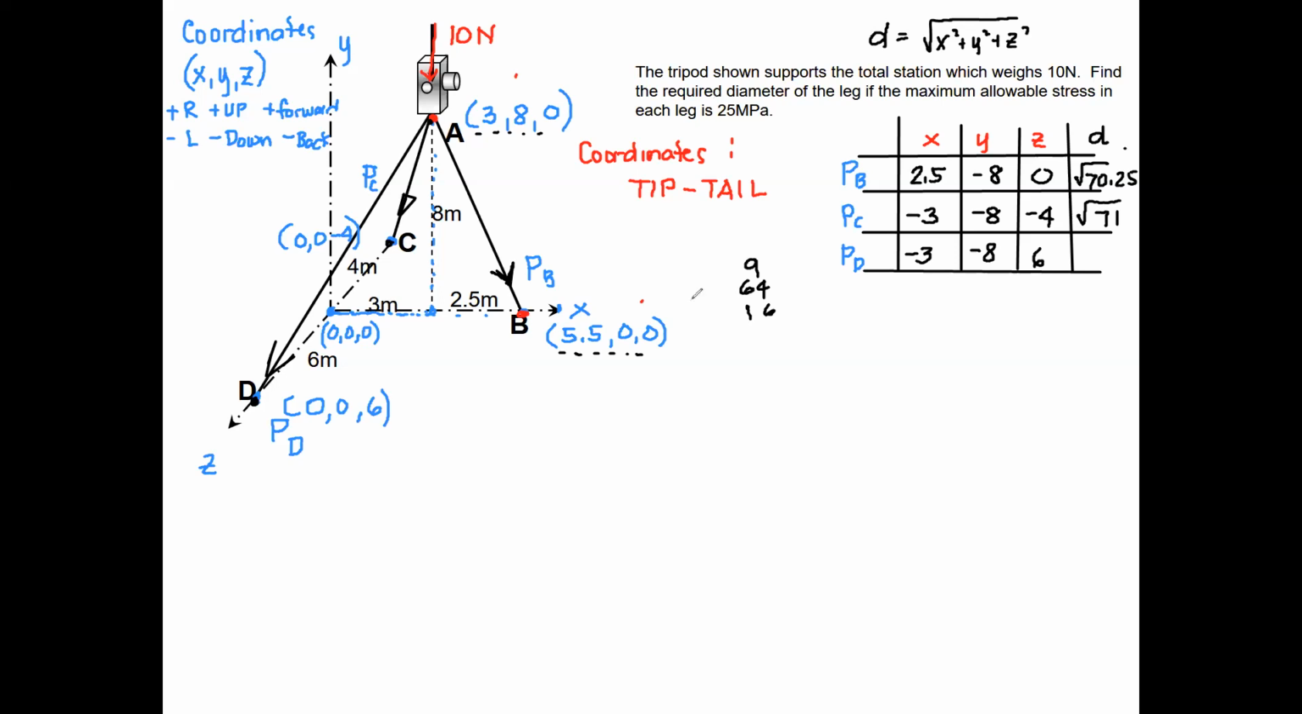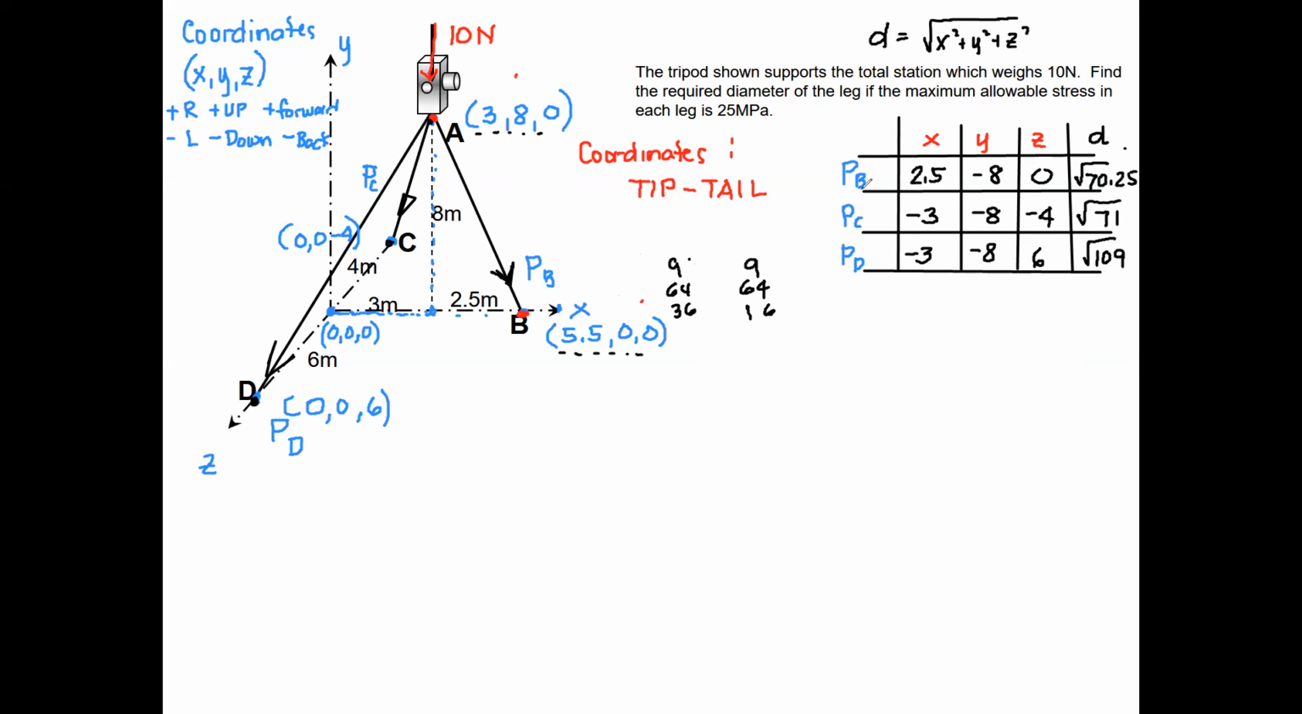Okay, the other one. 9, 64, tsaka 36, 109. Square root of 109. Tama ba? Yes po. Okay, so we have this as our diagonal, just for the sake of knowing the directions. So we are now ready to place there the directions.